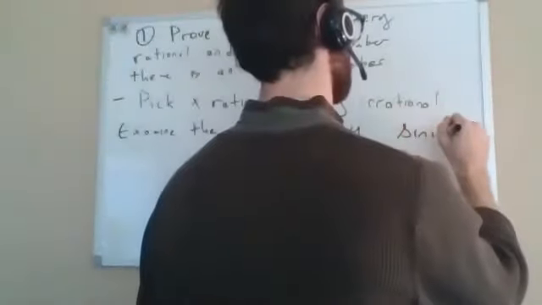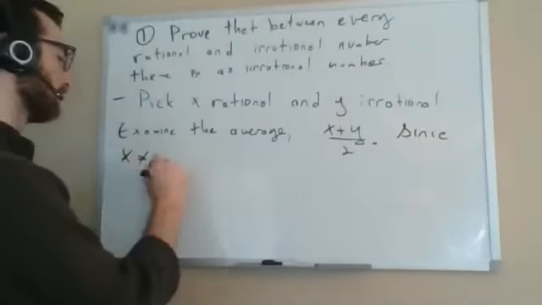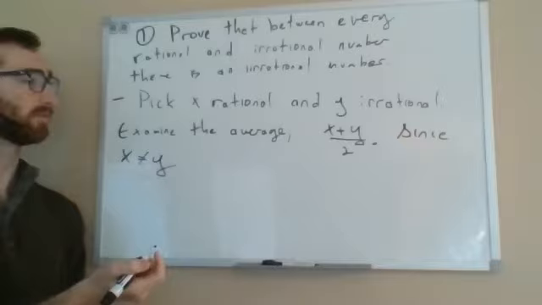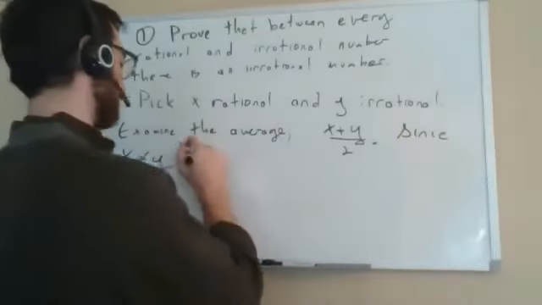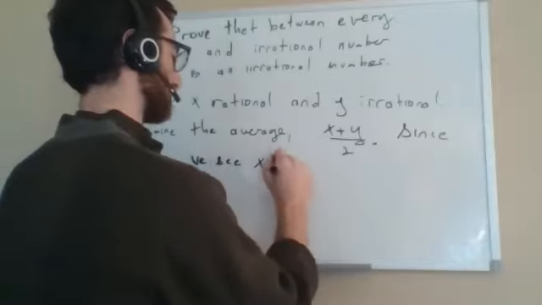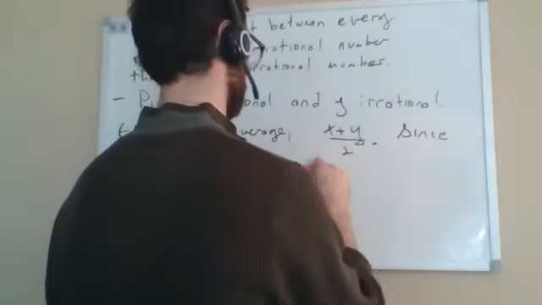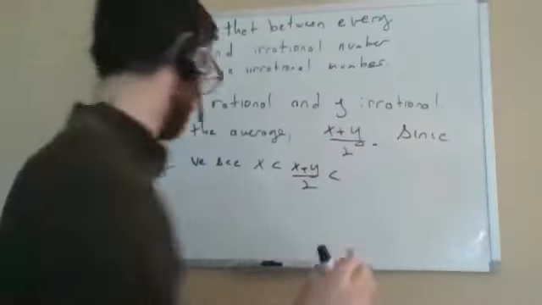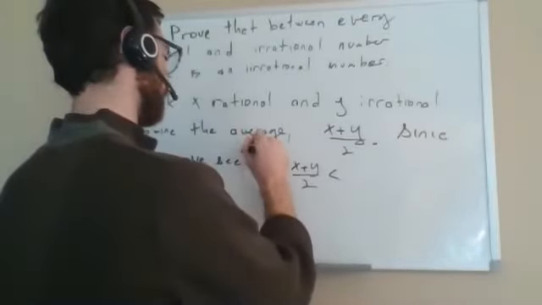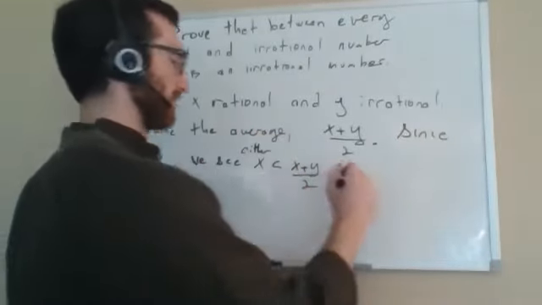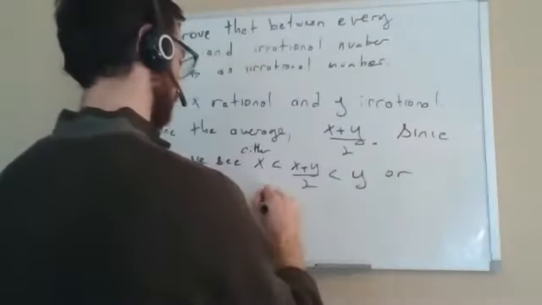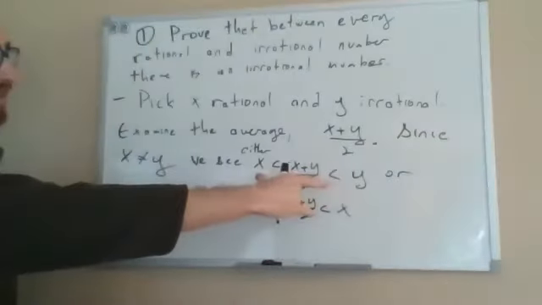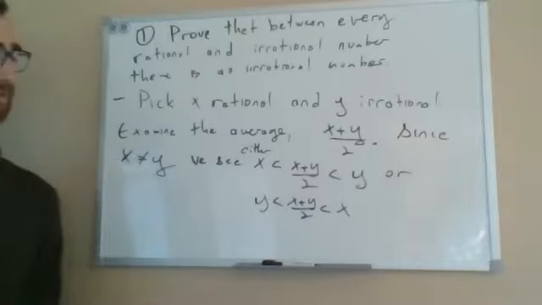Since x can't equal y, why can x not equal y? Because one's rational and one's irrational. Since x cannot equal y, either x is less than x plus y over 2, which is less than y, or y is less than x plus y over 2, which is less than x. This is the case when x is less than y. This is the case when y is less than x.